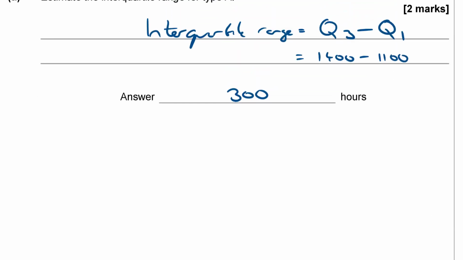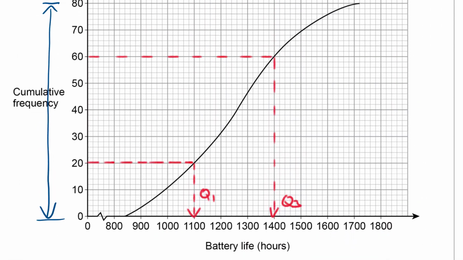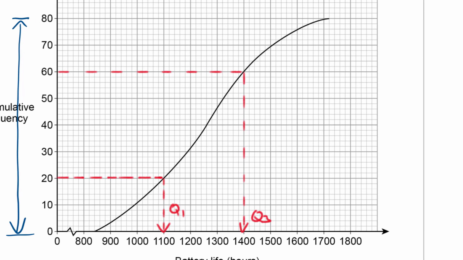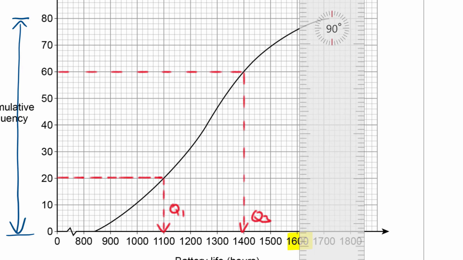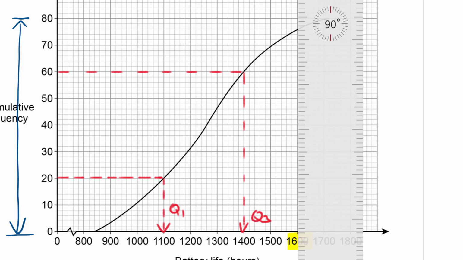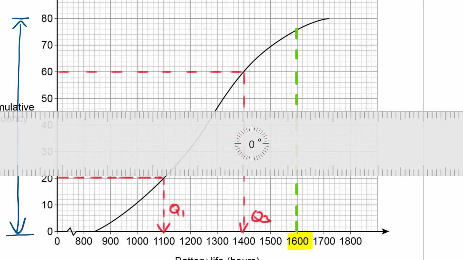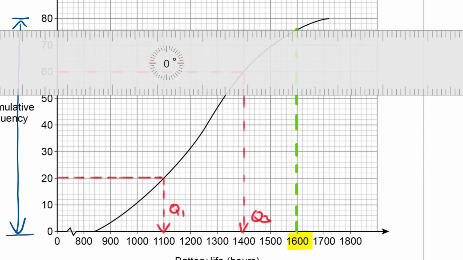Okay, let's go back and look at the graph. More than 1600 hours. Well, 1600 hours on my graph is here, look. So we're going to use our cumulative frequency curve the other way around this time. So rather than reading across from the frequency and down, we're going to read up from 1600 until we hit the curve, and then we're going to change direction and read across.